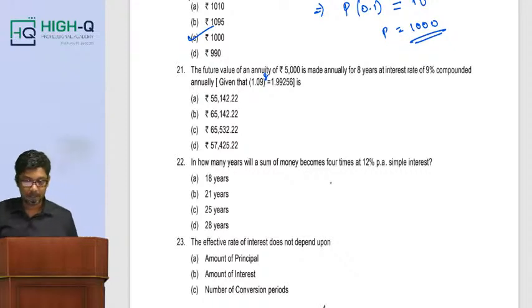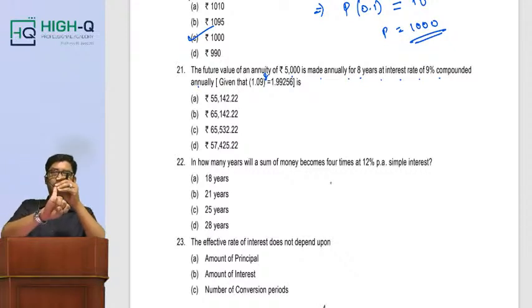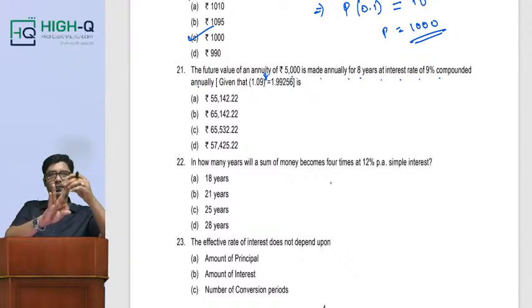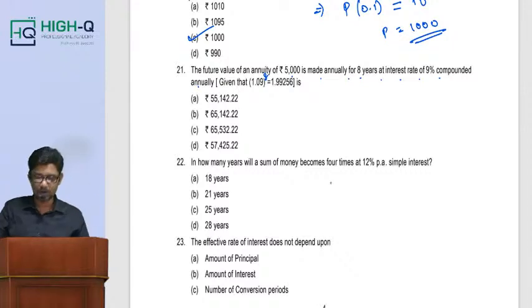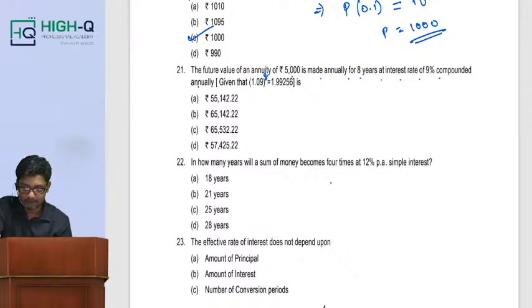Fine. Next one. The future value of an annuity, 5,000 rupees made annually for 8 years at interest rate 9% compounded annually. I think you know how to do it, my dear. 3 thumb rules. First, we need to decide future value or present value, type of annuity, type of compound interest. It is future value. Type of annuity is nothing is mentioned, therefore regular annuity, then annually is given, therefore compound interest also annually we are going to take. So what exactly we are going to have, my dear?